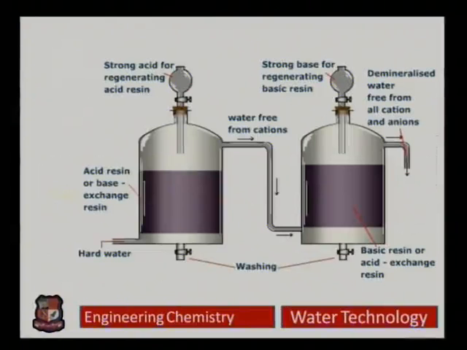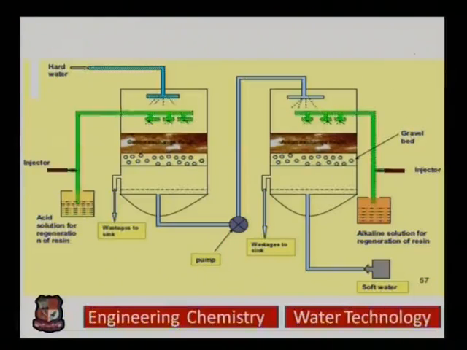This is the assembly. To make it more clear, here you can see the first chamber is of cation exchanger resin and the second chamber is of anion exchanger resin. Hard water is sprinkled down and it passes through the cation exchanger resin. The exchange of ion occurs, and then it is made to pass through the anion exchanger resin. Again here exchange of anion occurs and finally we get the absolute deionized water or the soft water.